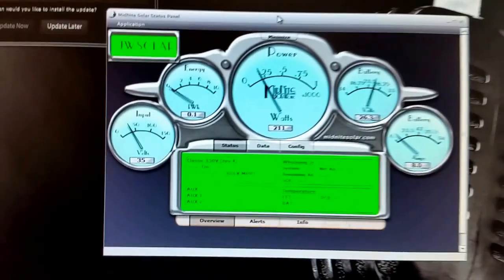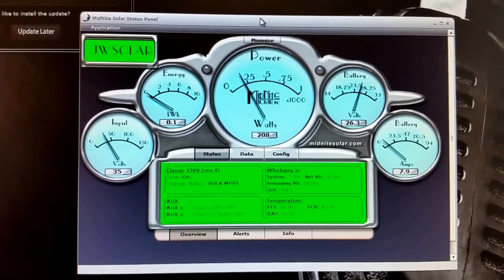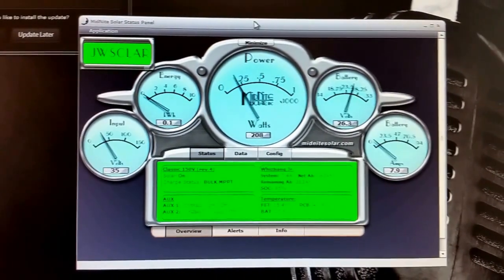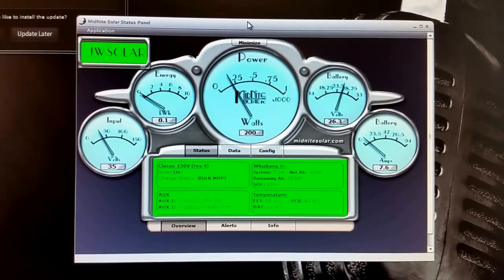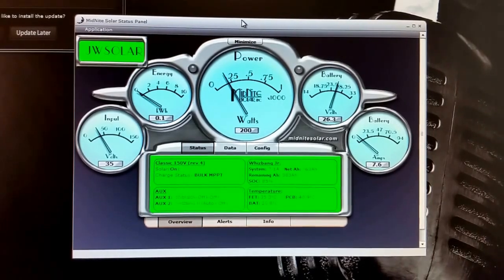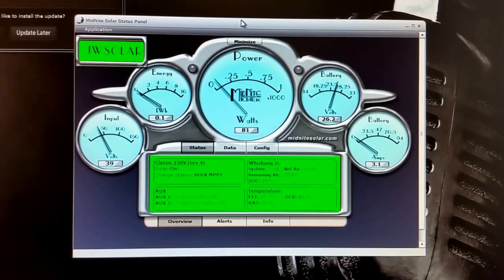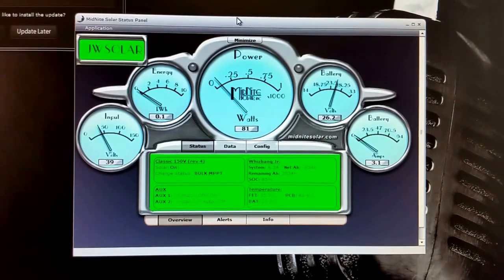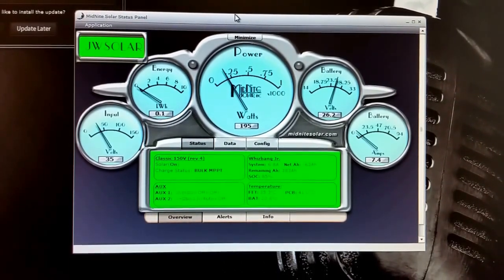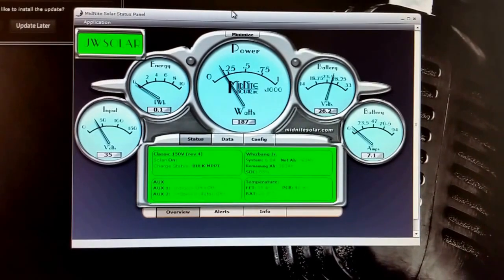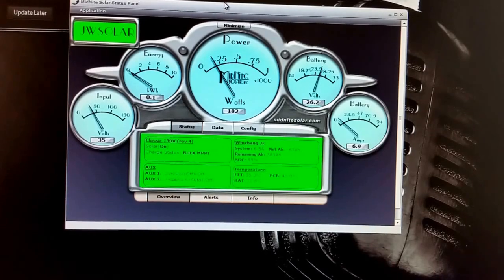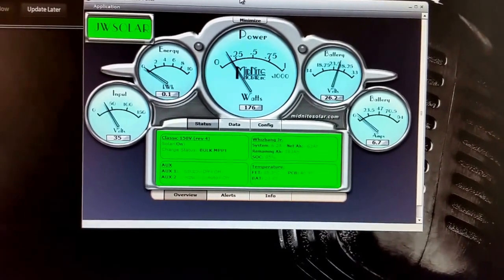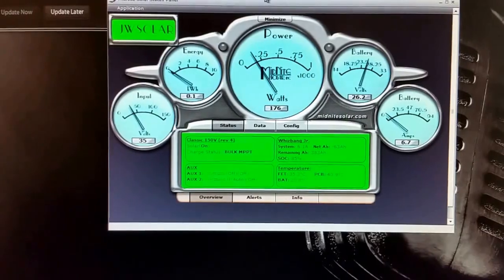Well, anyway, this is what we're bringing in right now, so you guys can see. It's just on 200. Batteries are sitting at 26.3, and we're bringing 3 amps to the batteries. The energy we made this morning is 0.1 kilowatt, and input is 35 volts coming in.